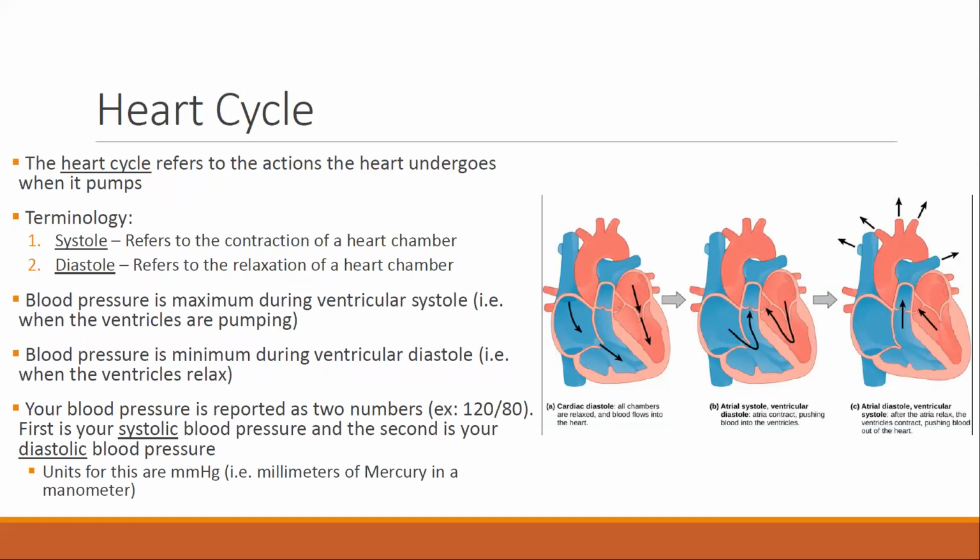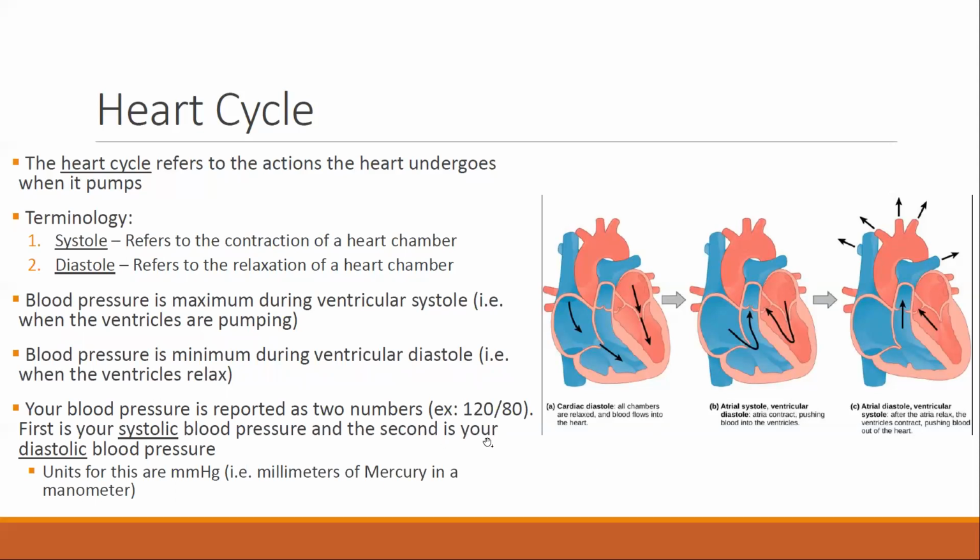And so one common blood pressure is 120/80. The first number that they give you is your systolic blood pressure. That's the maximum blood pressure when your heart is at full contraction. Then your second number is your minimum blood pressure, when your heart is at kind of full relaxation. So your first number is your systolic blood pressure, and your second one is your diastolic one. That's why it's reported as two numbers like that.